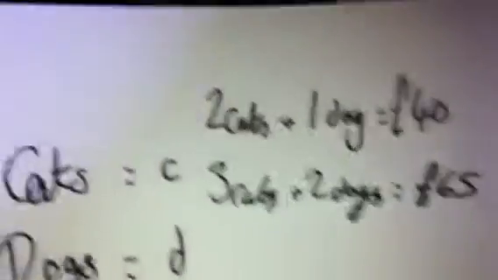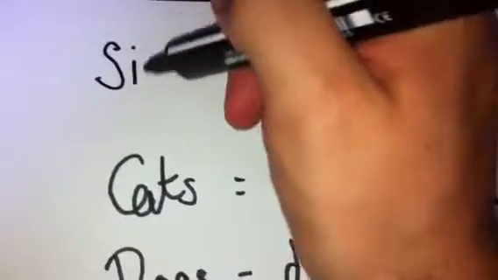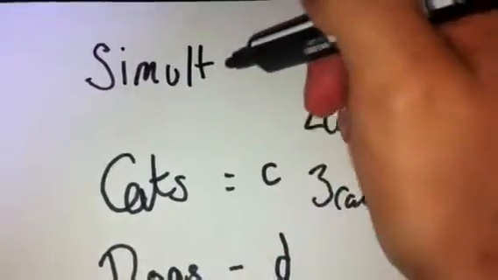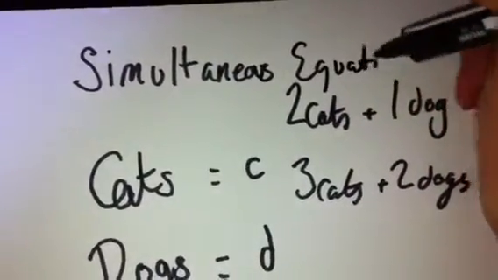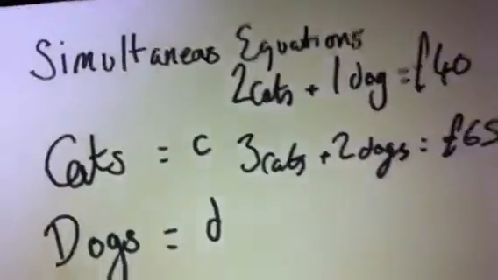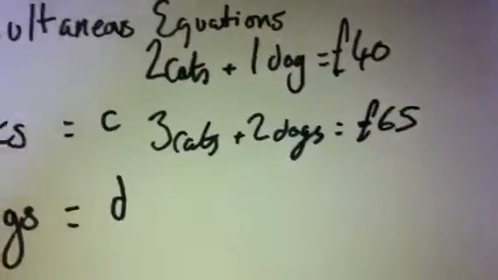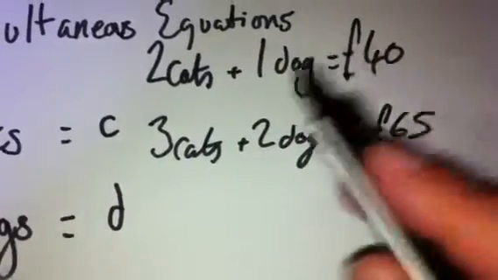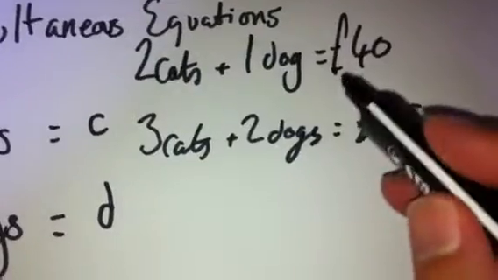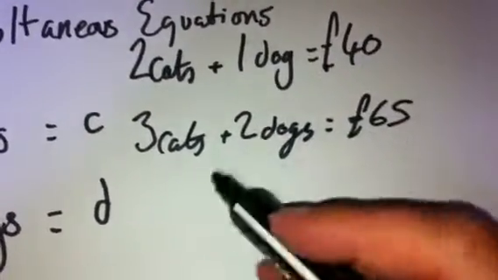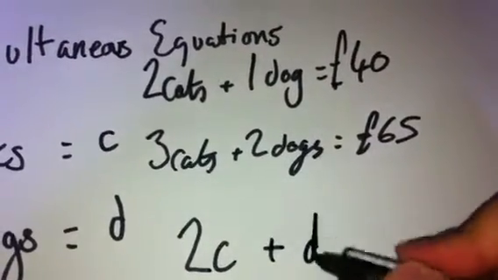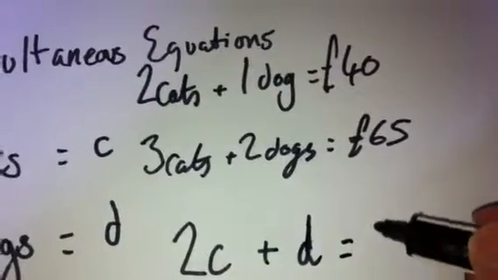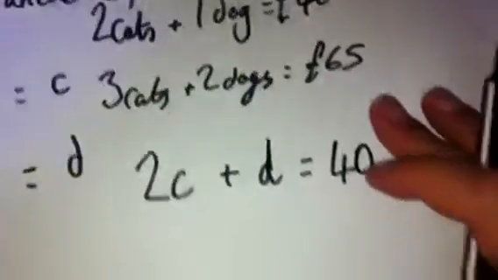It's called simultaneous equations. I'm going to write that down. Simultaneous equations. Right. Now, instead of copying out cats and dogs and pound signs, what we're going to do is write the same equations, but without the words and the pound sign. So 2 cats plus 1 dog equals £40 becomes 2C plus D, because there's only one of them, we just write D, equals 40. Right, so all the numbers are pounds now.